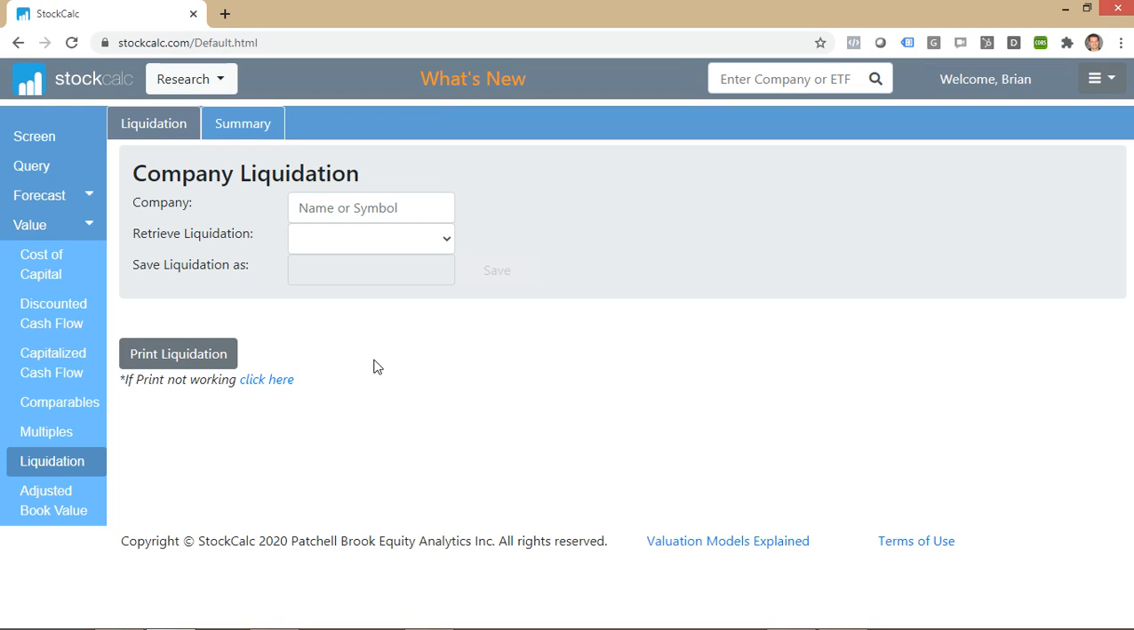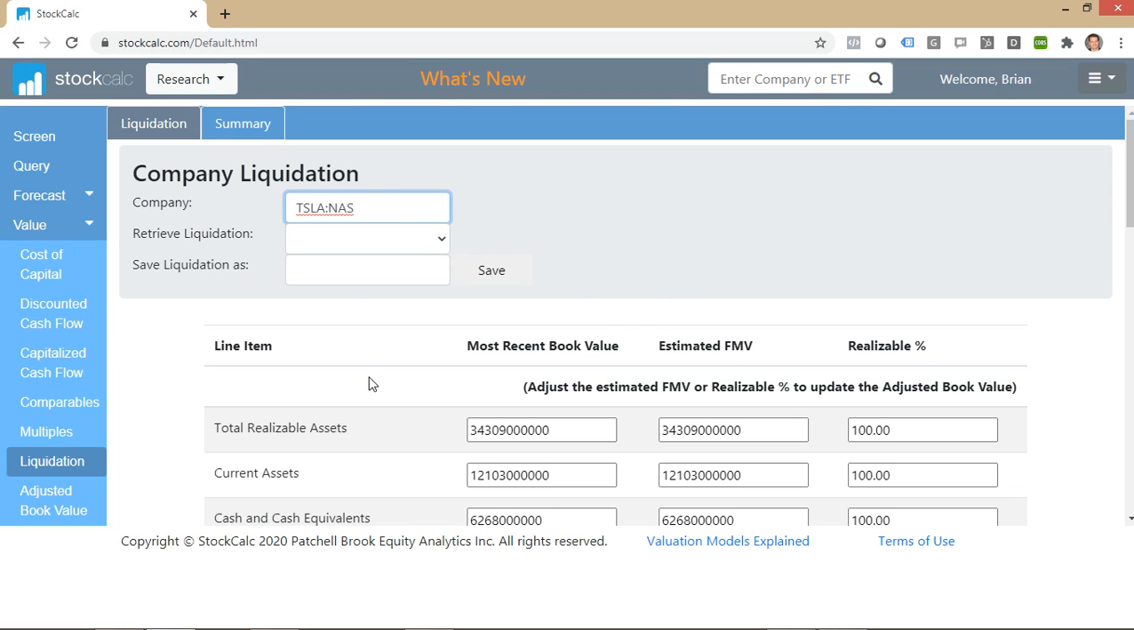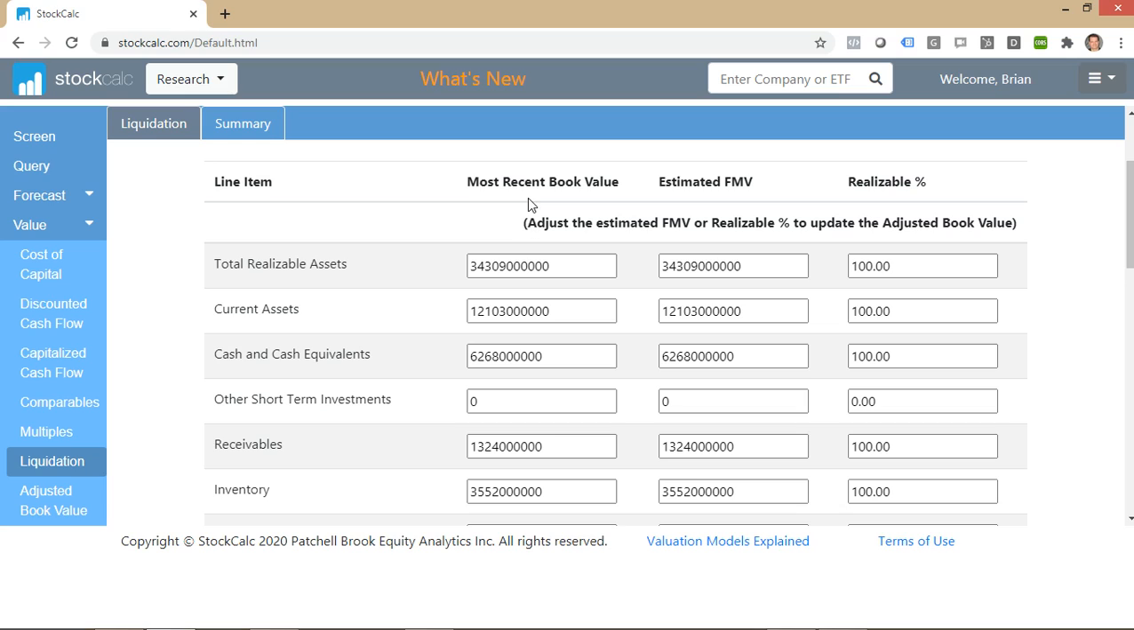The liquidation tool on the StockCalc website is there to allow you to test what a liquidation value per share, or what is remaining after a liquidation, might be available to common shareholders by running an analysis of the balance sheet. So let's try Tesla, for example, TSLA on the NASDAQ. It loads the most recent book value data, the most recent balance sheet information that we have, and provides you with the equivalent as an estimated fair market value.